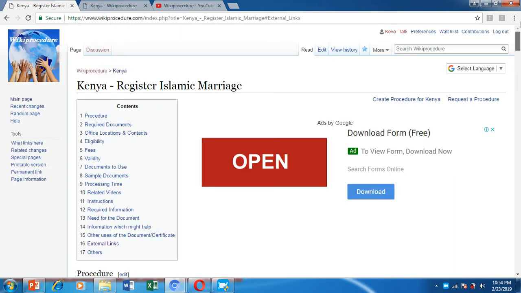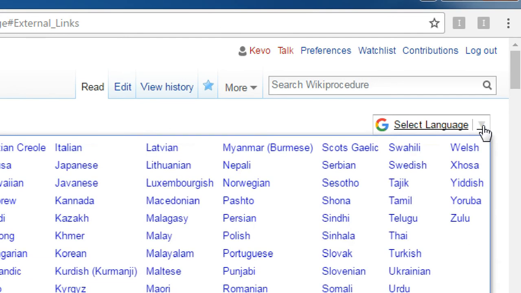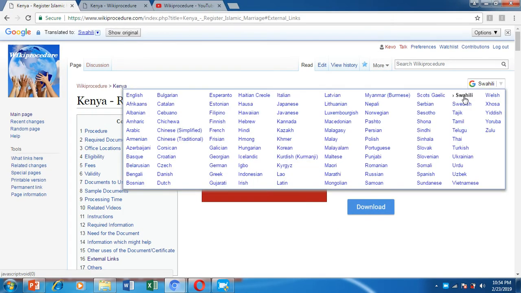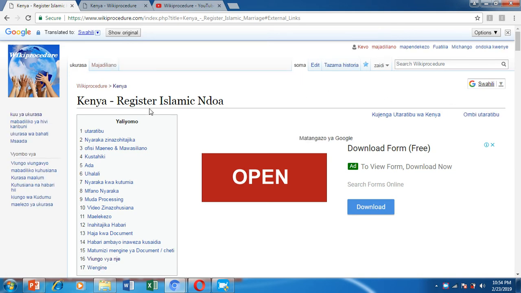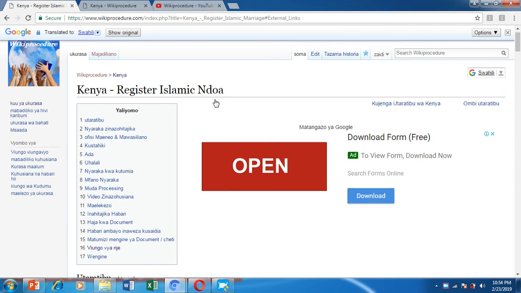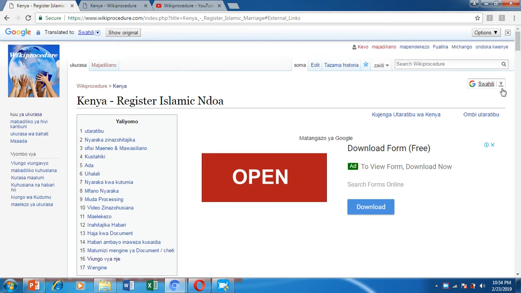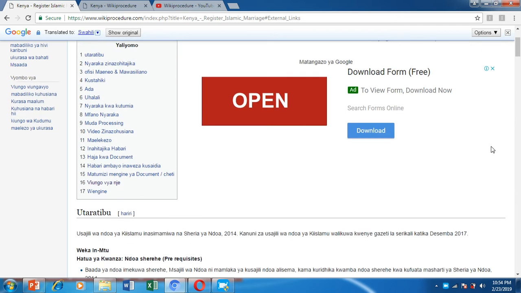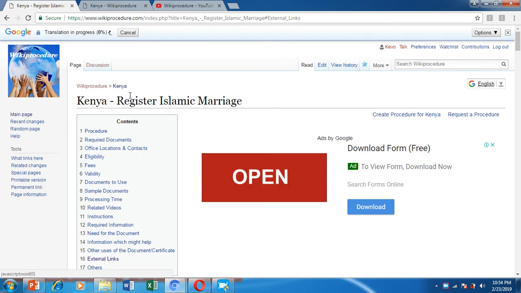Additionally, let's focus on the right hand side of the screen: the select language option, where you can choose a language which you can easily comprehend. By selecting the language, it will translate the wiki procedure website page into the language of your choice. For this example, I've chosen Kiswahili, and it has translated the page to Kiswahili. If this is your language of option, this will prove to be advantageous to you, for it will be easy for you to comprehend. But for our purposes today, we are going to continue with English.